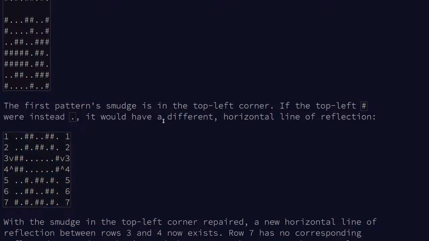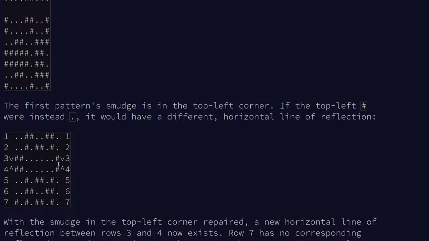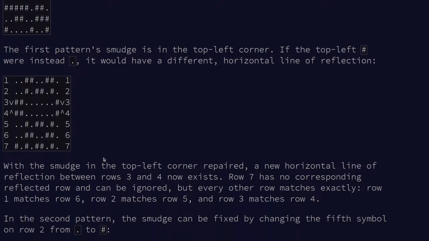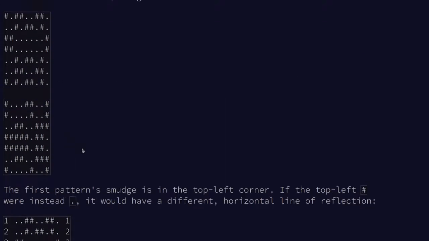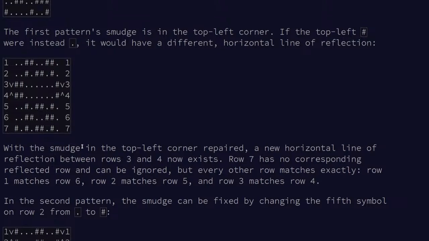It would have a different horizontal line of reflection, okay, which would be this one. With the smudge in the top left corner repaired, a new horizontal line of reflection between rows exists. Row 7 has no corresponding reflected row and can be ignored. Row 7 has no corresponding reflected row.